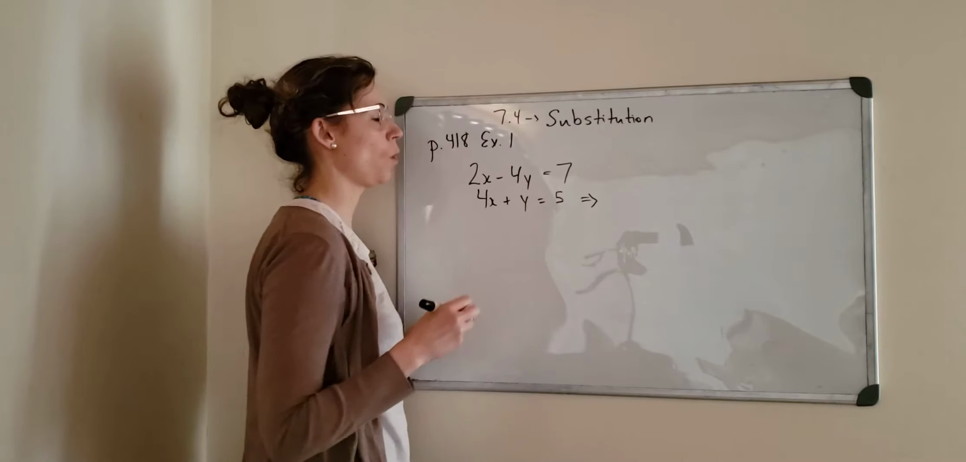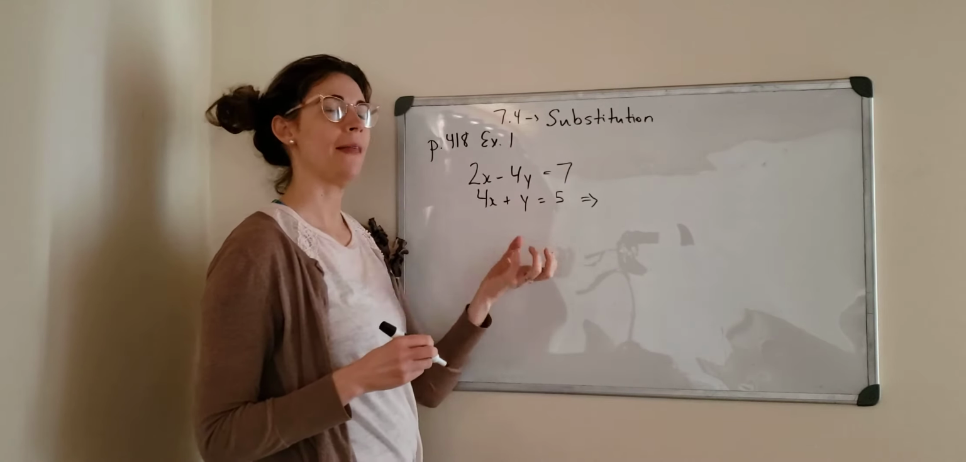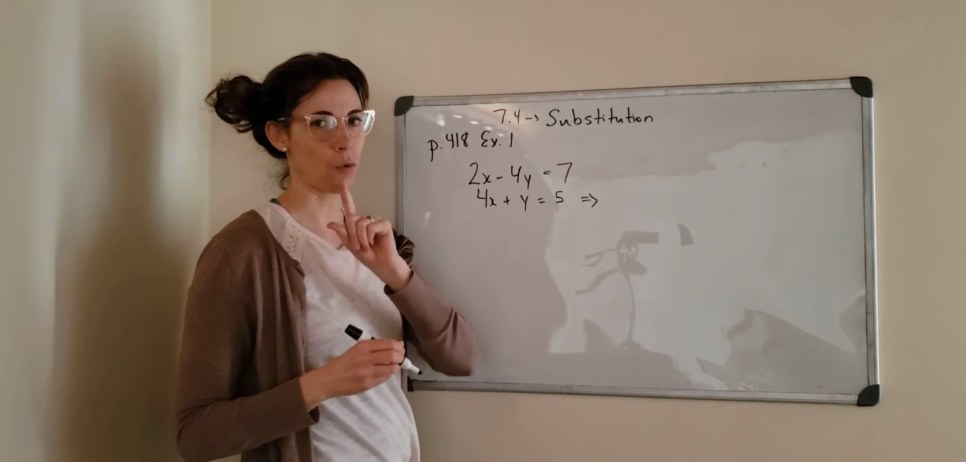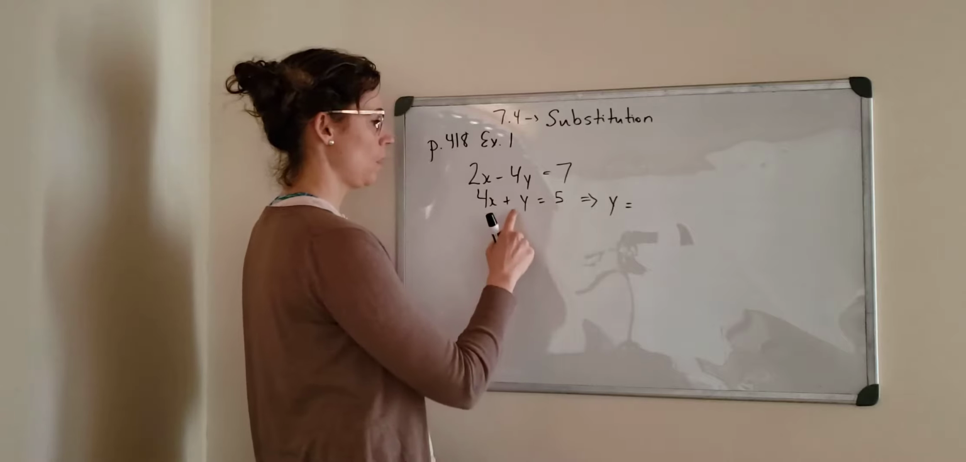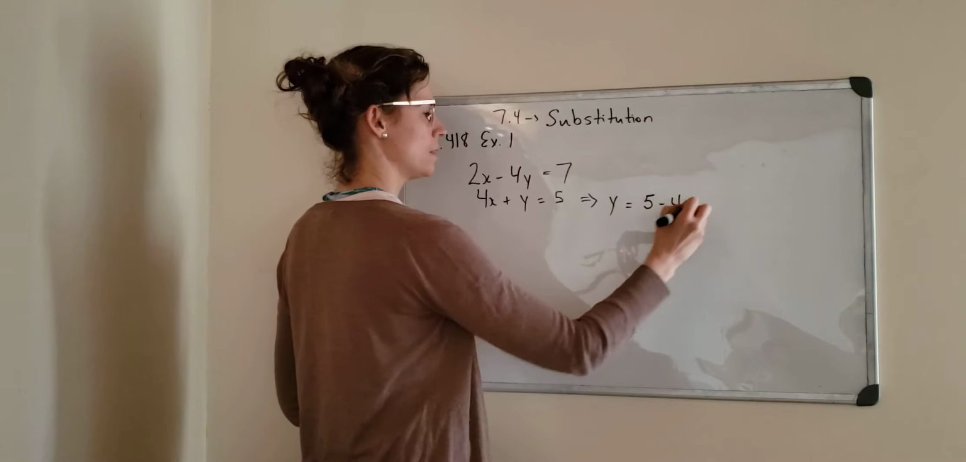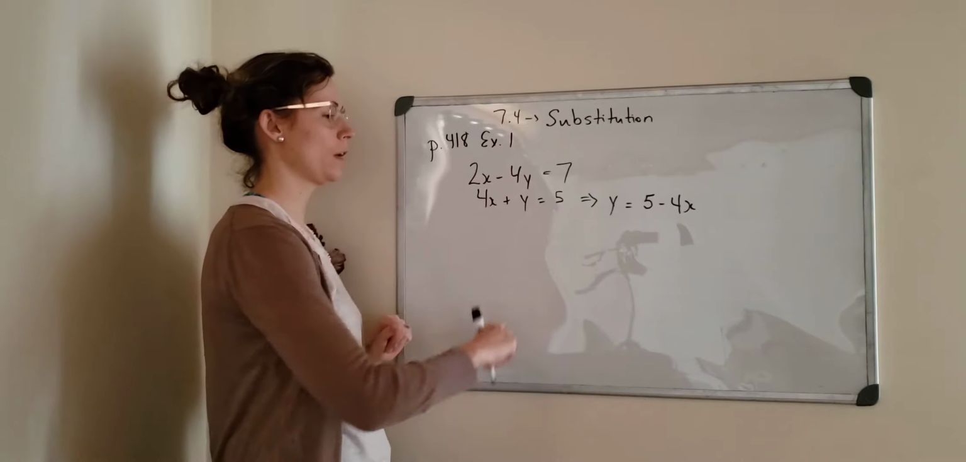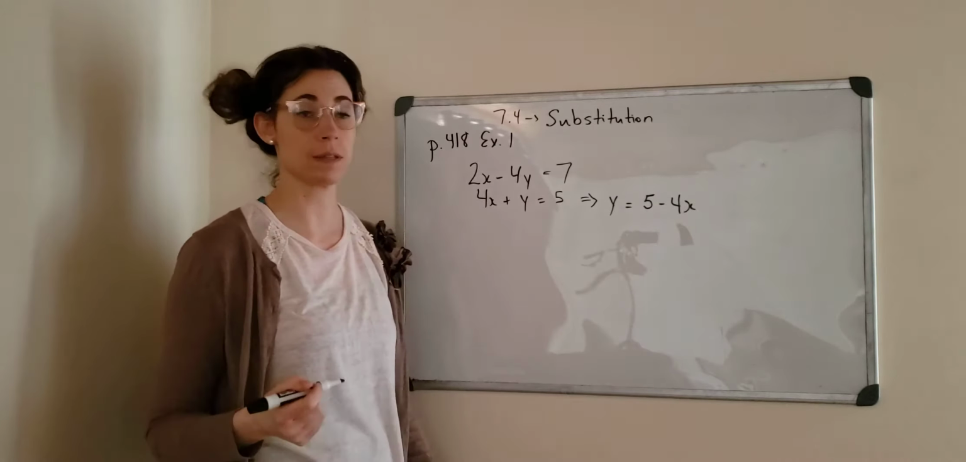With substitution, the whole point is that you're going to take information from one equation and then substitute into the other in order to solve for one of the variables. So let's isolate that y. Y would be 5 minus 4x. So I just took the 4x over there, or it could have been minus 4x plus y. It doesn't matter, those both mean the same thing.